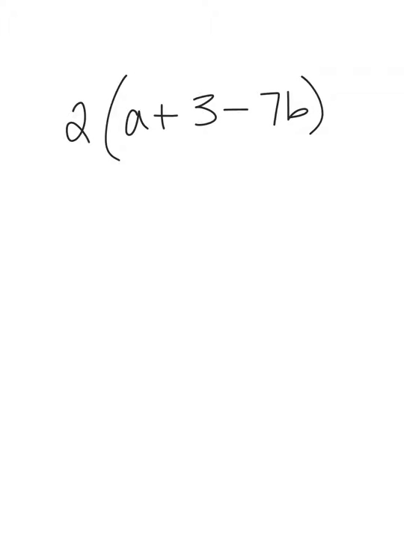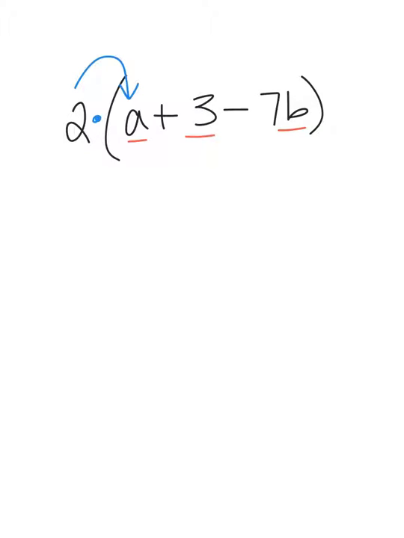Let's take a look at another example. So if you take a look at this problem, we have 2 times (a plus 3 minus 7b). So notice this time we have 3 terms in our parentheses. We are still going to do the exact same thing where we are going to share the 2 with each item or each term inside the parentheses.